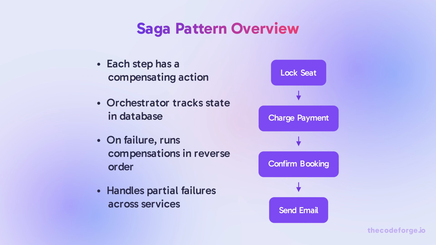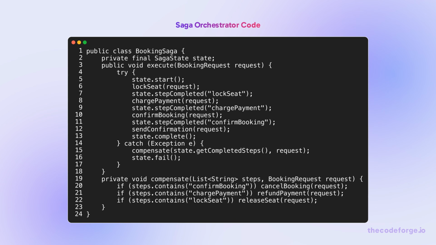A booking involves multiple steps. If one fails, you need compensating actions. The Saga pattern orchestrates steps and runs compensations in reverse order on failure. This Saga orchestrator executes steps in order. On failure, it runs compensating actions for completed steps. The state is persisted for recovery.